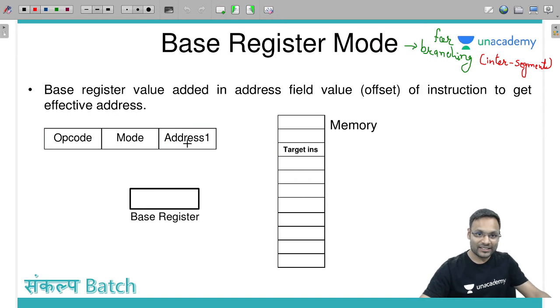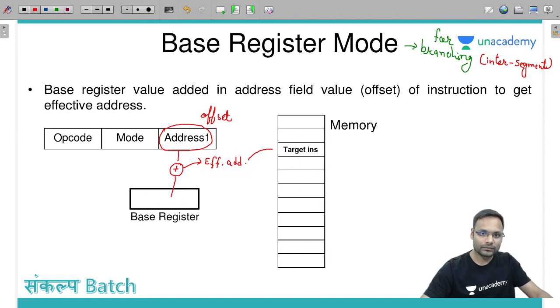So there will be a base register. Take the address part. This is nothing but the offset or the relative locations. Add this into the base register value. You will get what? Effective address. Addition will give you the effective address. On that address you will get the target instruction.